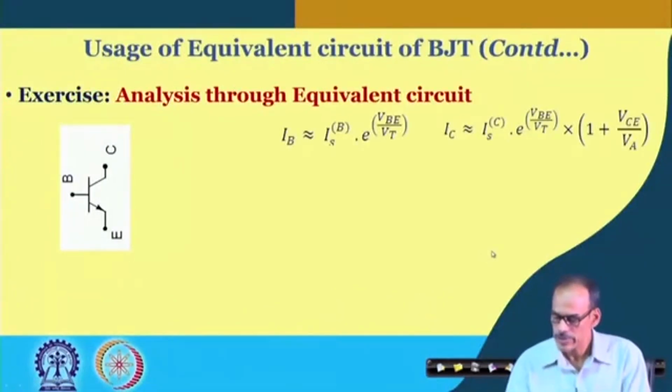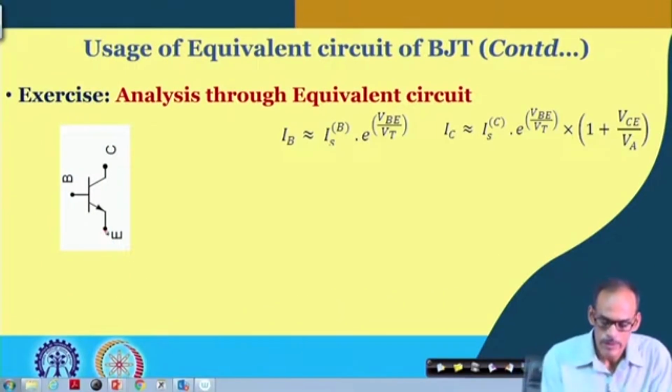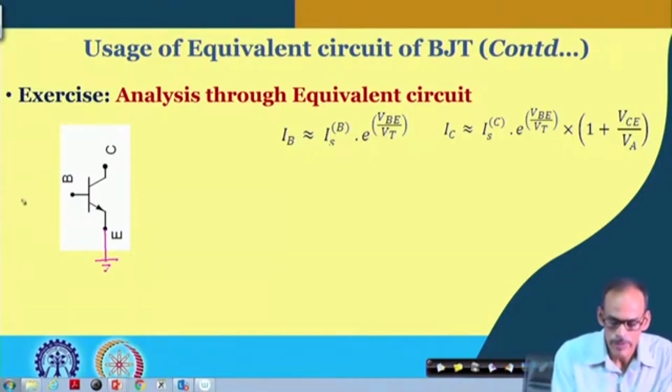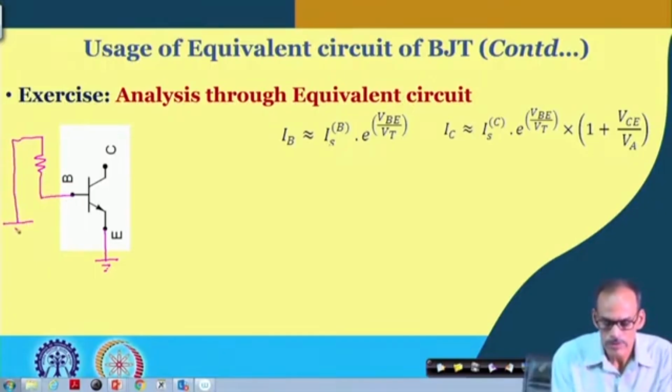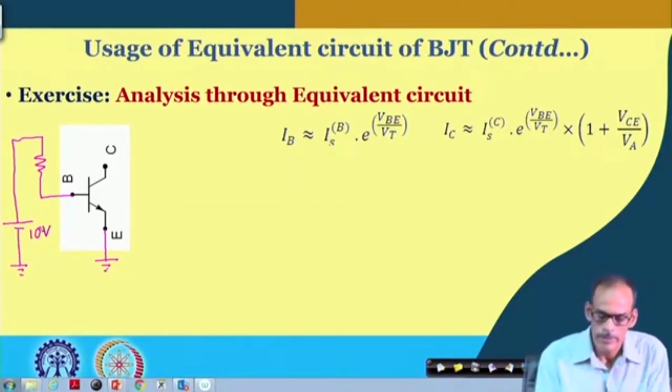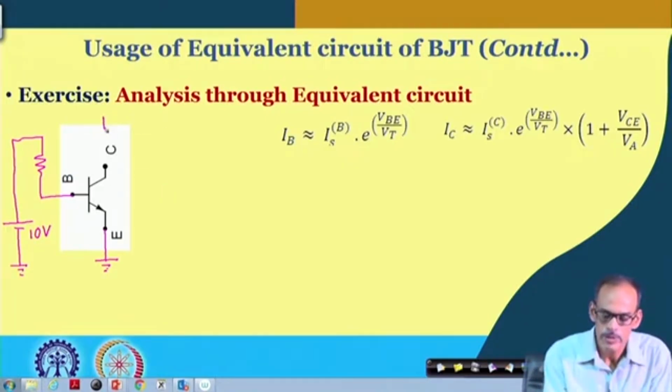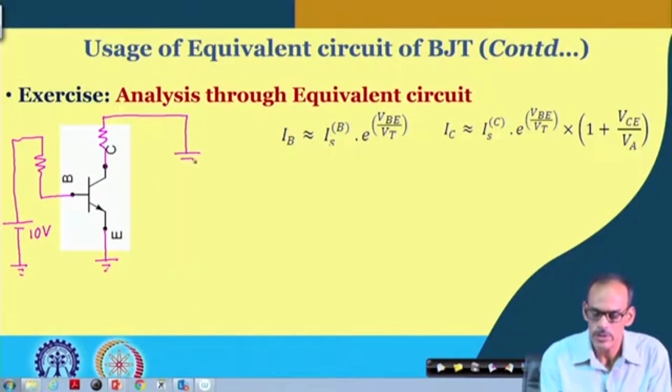So, what you can try to do in this exercise, let me connect this to ground and put a resistor here, and let us consider we have a voltage source with respect to ground, and let us consider this is 10 volt, and here also we are putting a resistor. We will frequently be seeing this kind of circuit in later discussion, and let me consider this is also 10 volt.